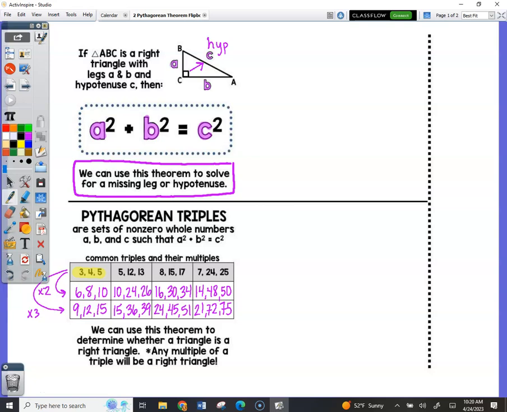So this is trig? Easy. Well, we haven't hit trig yet. This is the introduction to trig.